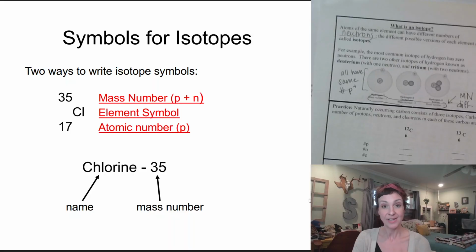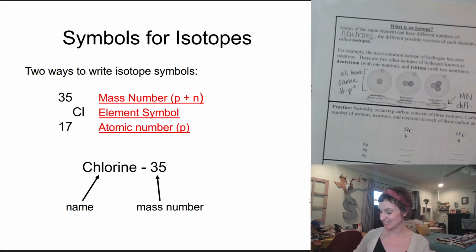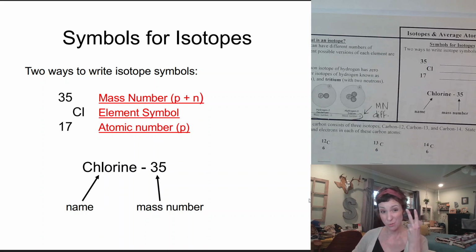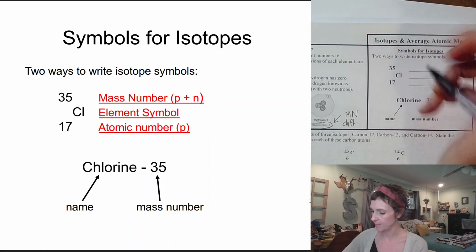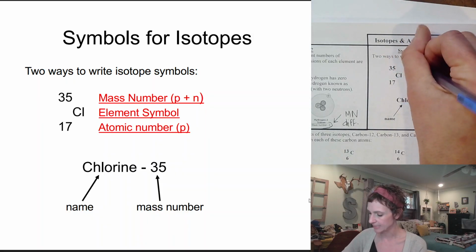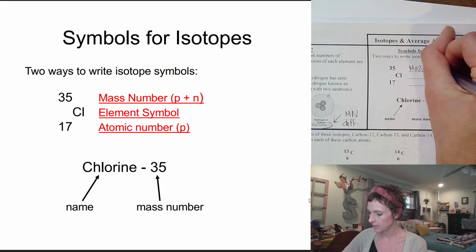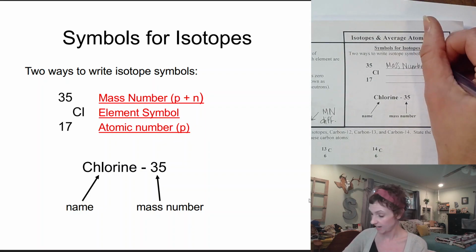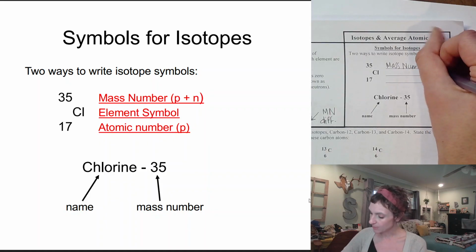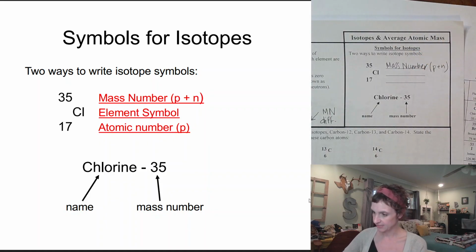Amazing. Okay, so symbols for isotopes. We talked about this yesterday. There are 2 ways to write our isotope symbols. There is this number up here, you guys. We know that number is the mass number. You'll see me abbreviate that a lot as just MN because this is a lot of letters for me to write. And mass number once again is the sum of protons plus neutrons.